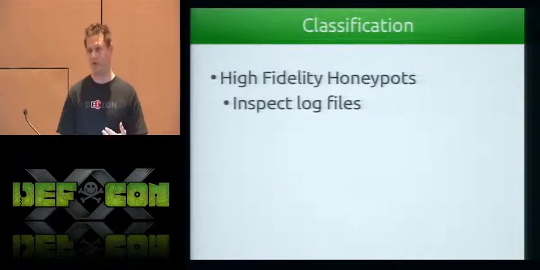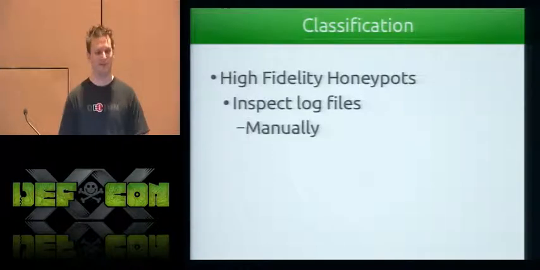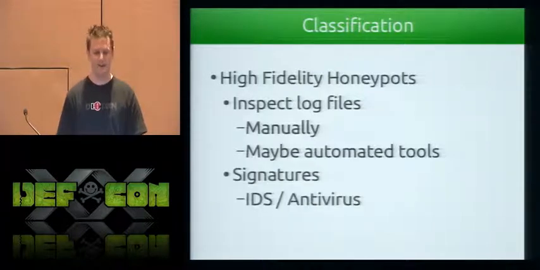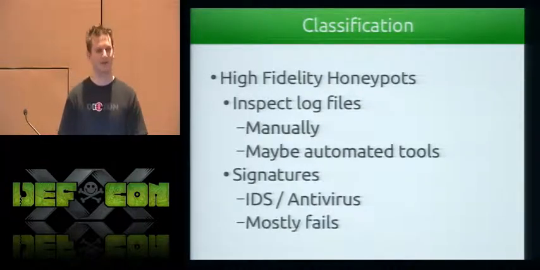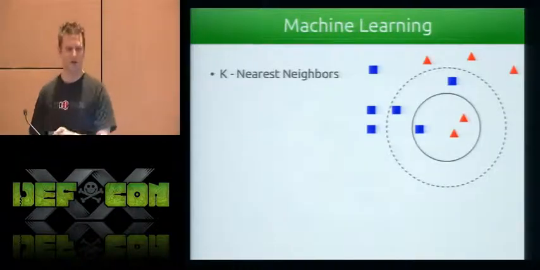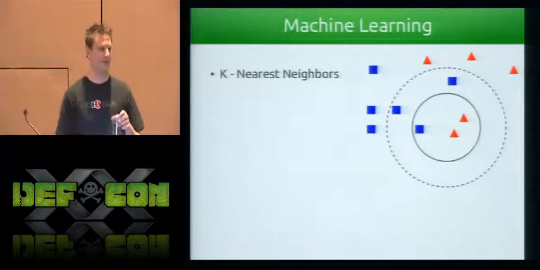Unfortunately, most of the way you do that is by inspecting log files. Maybe you've got an auto cron job that tells you if the shadow file changed or something like that. But mostly it's manual, which is really unfortunate. Sometimes there are automated tools, but not any general purpose automated tools. And signatures like IDS or antivirus mostly fail for the reasons I talked about before. So we don't want to do that. We want automated learning, automated detection, machine learning.